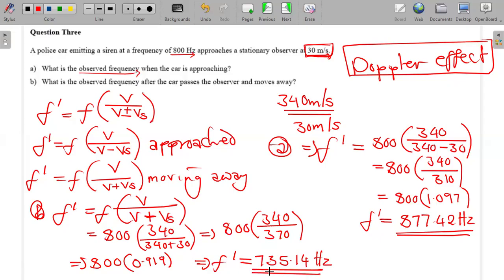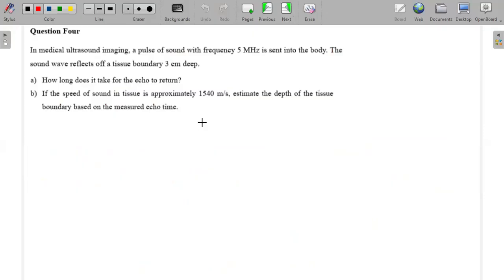Is there any question here? No. All right, then let's move on to the next one, which is question 4. Question 4 is saying in medical ultrasound imaging, a pulse of sound with frequency 5 megahertz, million hertz, is sent into the body. The sound wave reflects off a tissue boundary 3 centimeters deep. Part A, how long does it take for the echo to return?